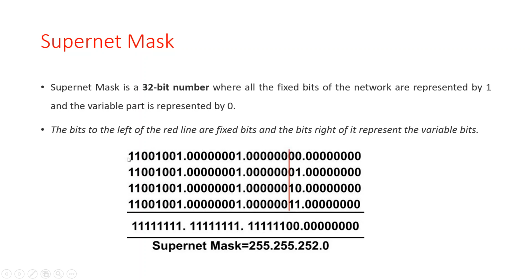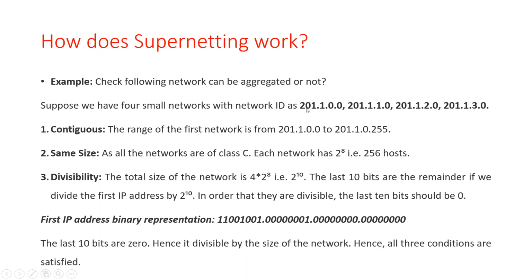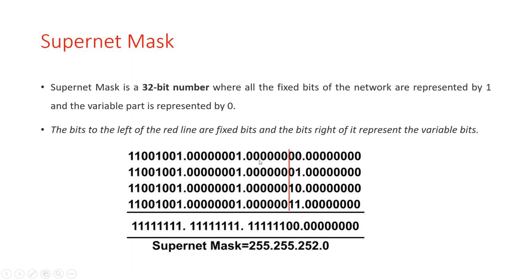So here in this diagram we have four networks. This is the first representation, then second, third and fourth representation. See, here what is common is 201 and 1. The remaining part is 0.0, 1.0, 2.0 and 3.0. Each network has a binary representation here. So how do we find out the supernet mask? The bits to the left of the red line are fixed.